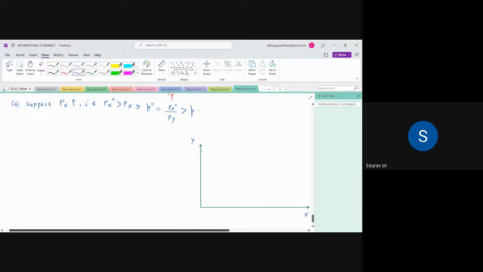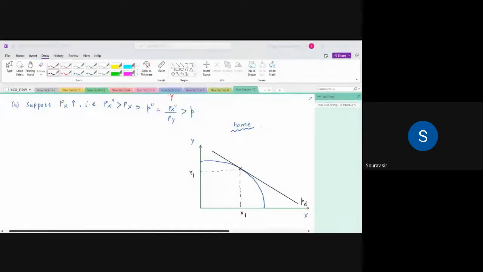So this is my y, this is my x, this is my PPF. I'm talking of the home country. My autarky price, let's say, is something like this. Let's say I denote it by PD. So this is my point at which the supply takes place, the production level. Let's say this is X1, this is Y1. X1 and Y1 are the production level of the two goods in the home country at the price PD.